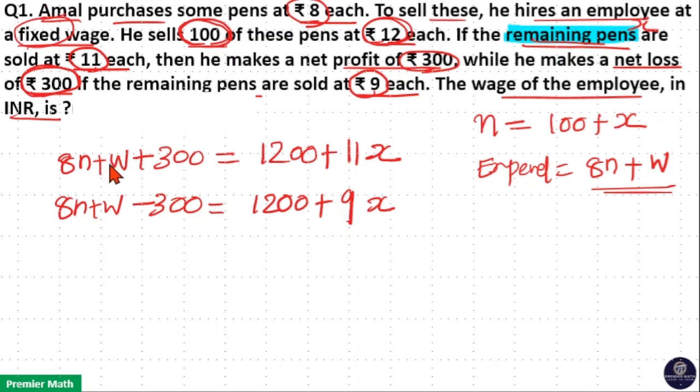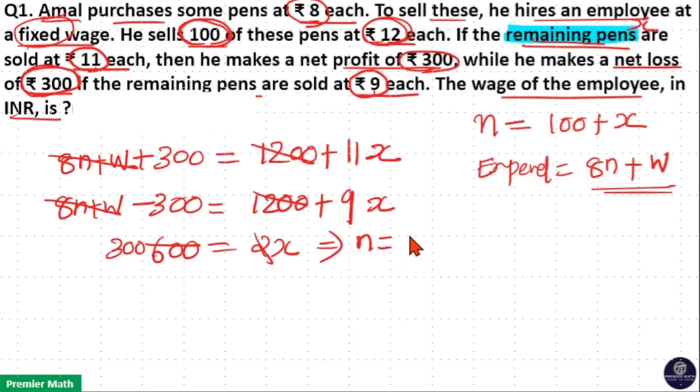Here, if I subtract the second equation from the first, then 8n plus W cancels, 1200 cancels, 11x minus 9x is equal to 2x, and 300 minus minus 300 is plus 600. So 2 goes 300 times in 600, which means x is equal to 300. So the remaining pens are 300, and the total number of pens n is equal to 100 plus x, that is 400 pens. Here we need to find out the wage of the employee.